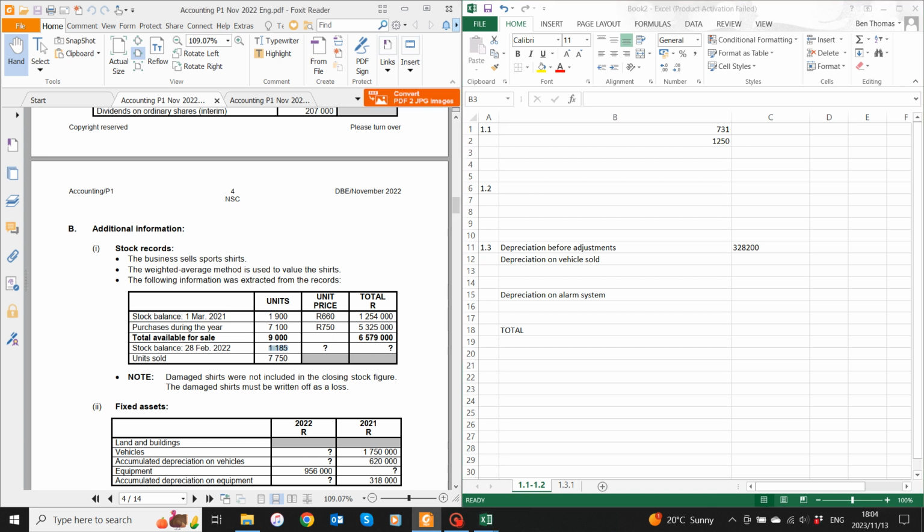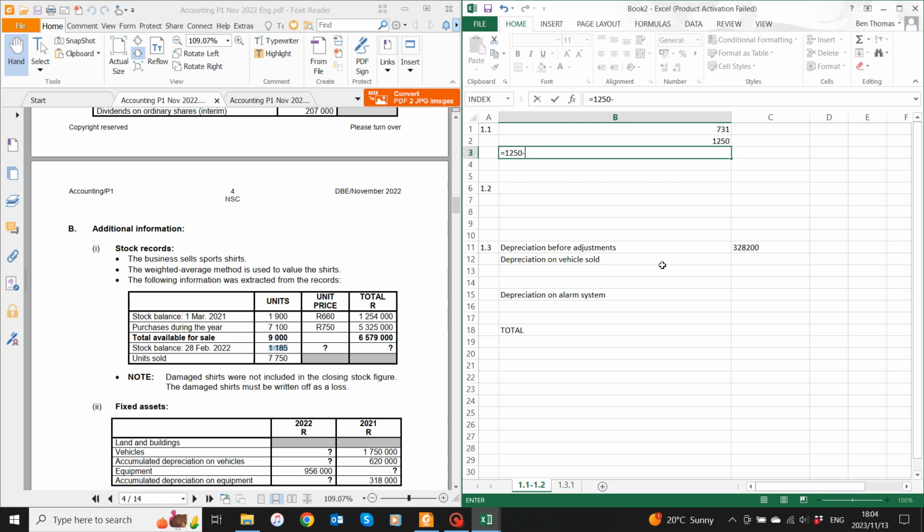But now they're telling you there's 1,185 units left over, which means something has gone missing. So now we say 1,250 minus 1,185, and that means there are 65 units that are missing. That is our damaged stock. So now the question is, what is the value of this damaged stock? So now we're going to say 731 Rand per shirt multiplied by 65 shirts that are missing, and that gives us 47,515 Rand.